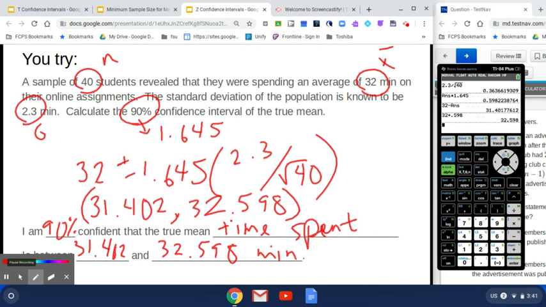On the calculator, we got 31.402 to 32.598. So I am 90% confident that the true mean time spent is between 31.402 and 32.598 minutes.